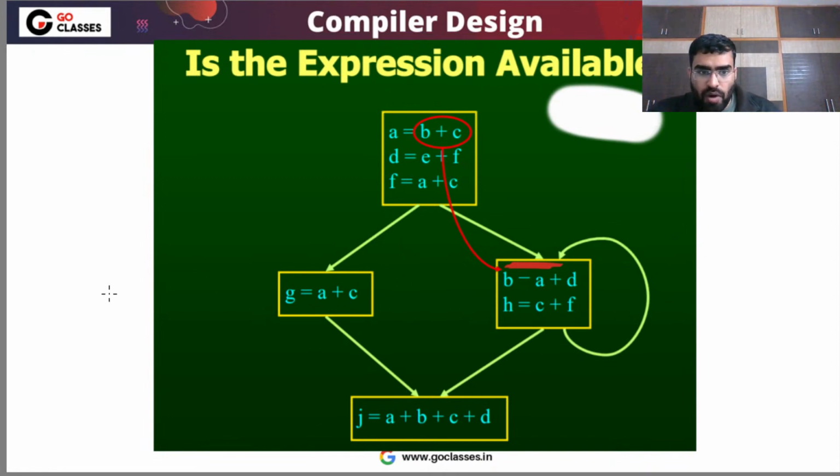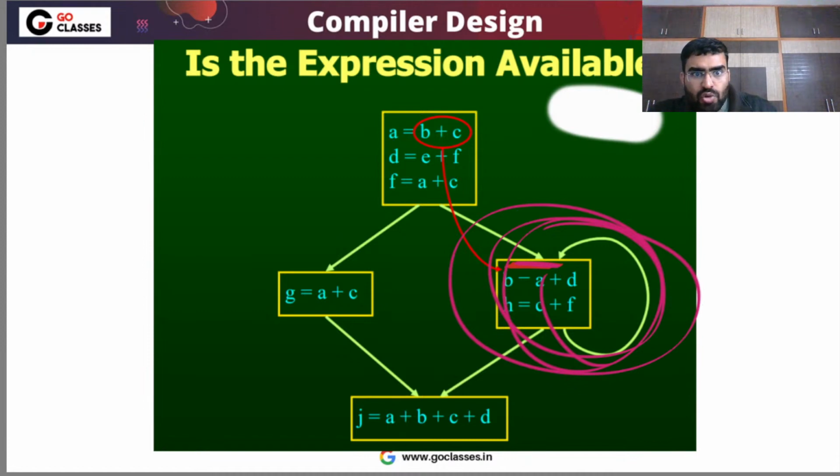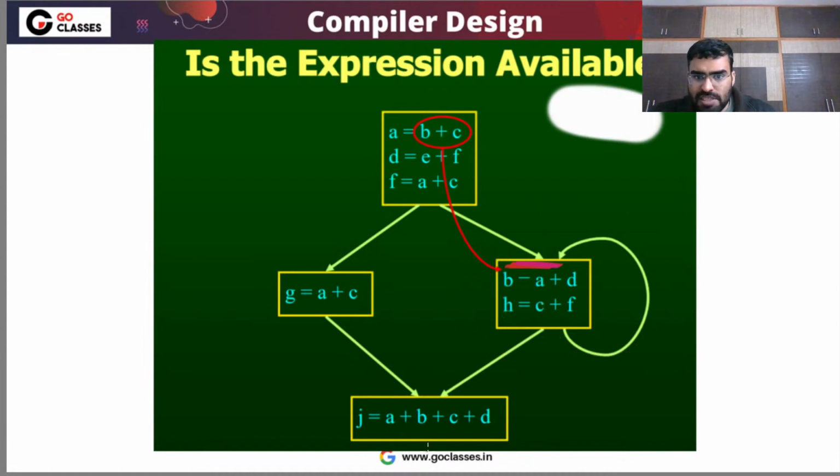The answer is no. Why is the answer no? Because of this loop. Don't forget about this loop. You can notice that if you are here, because of this loop b will change. So we cannot say that here b plus c is available. Are you getting this point? I can give you at least one path where b will change.